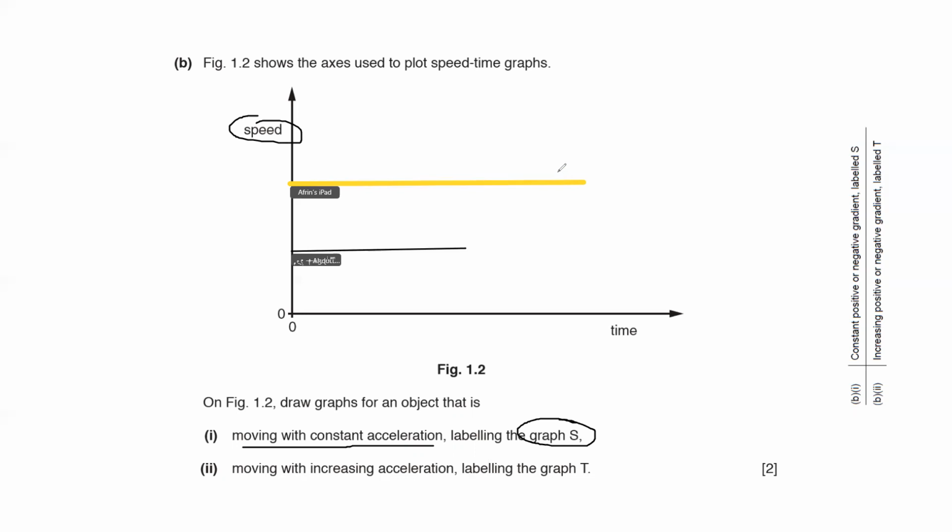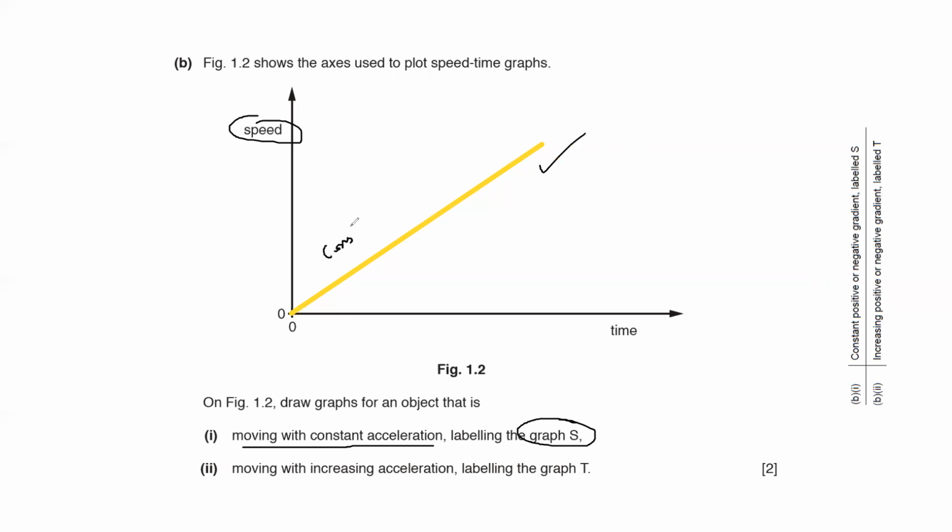If it is a horizontal line, it means zero acceleration. Because if speed is not changing, whenever we draw a horizontal line, this is not the right answer. Why? Because this shows that the speed is constant and acceleration is zero. So there should be a straight line with a constant gradient.